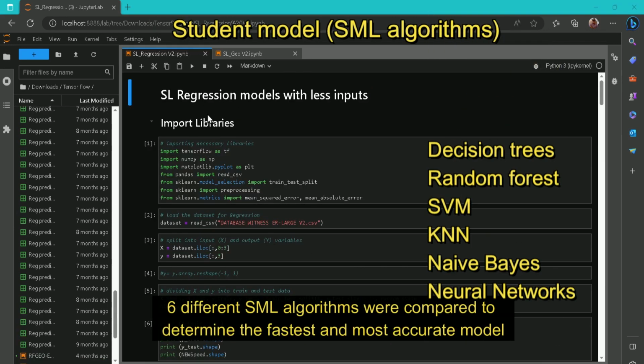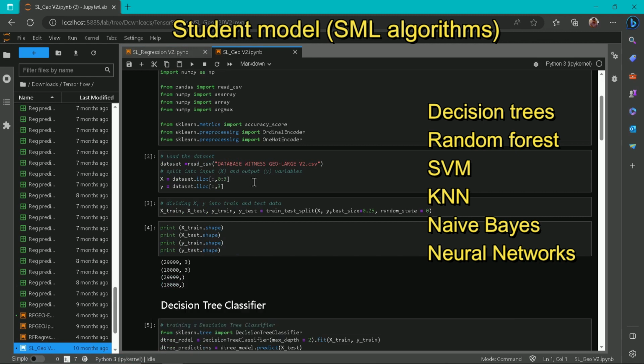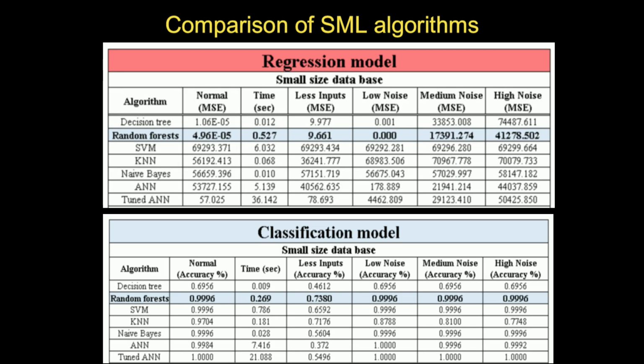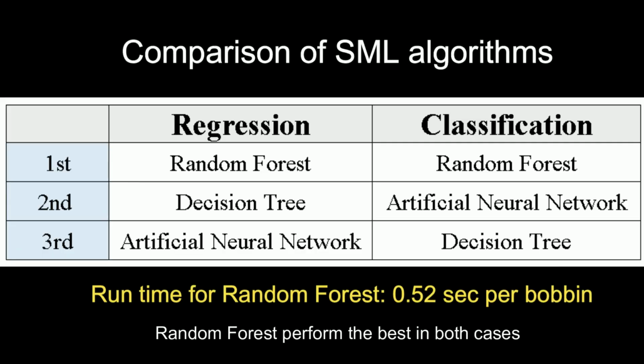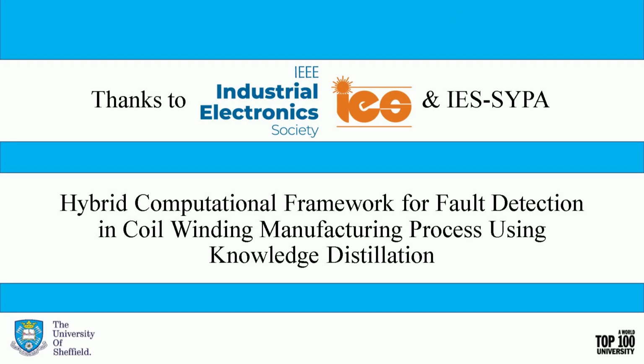6 different supervised machine learning algorithms were compared to determine the fastest and the most accurate model. Results show that random forest performed the best in both cases, reducing the time up to 0.52 seconds per bobbin. The validation process showed that the random forest is accurate at predicting faults.